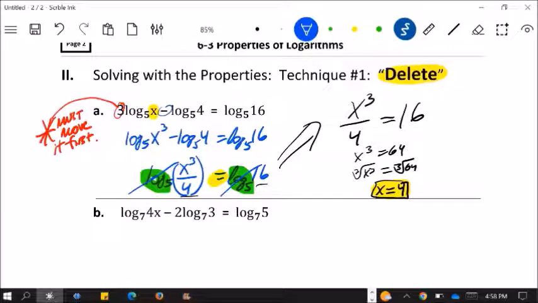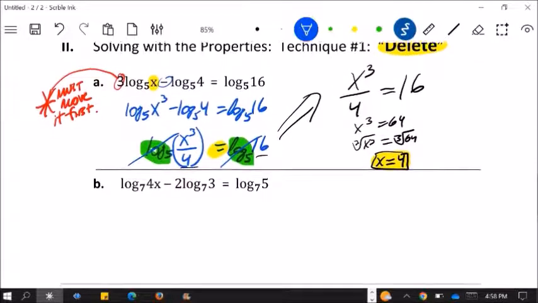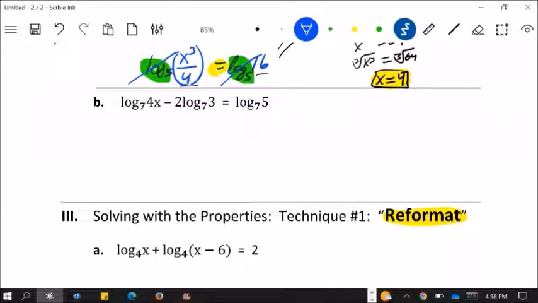What it is just that if those logs are the same, then the inside parts have to be the same as well. So we're just taking them out and using them. But it's nice to call it deleting. So we're going to do the same thing now with this one, but this time we have an exponent there.